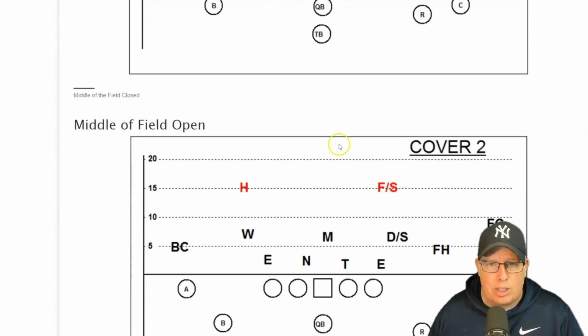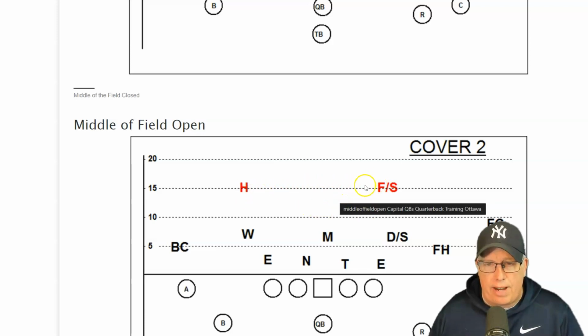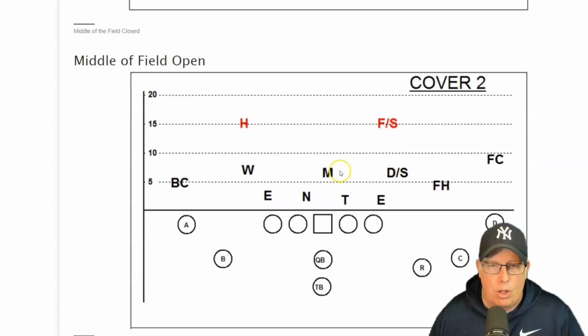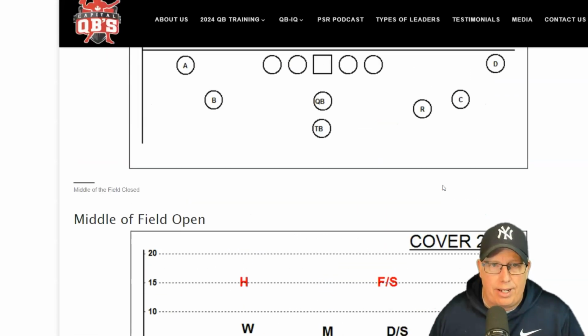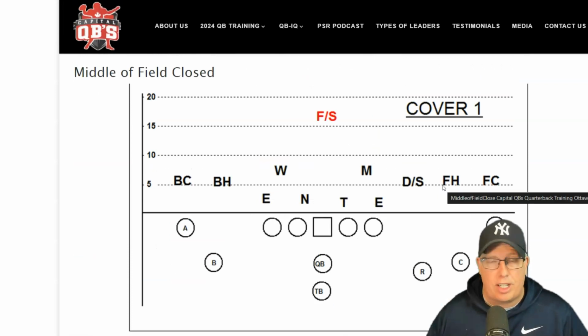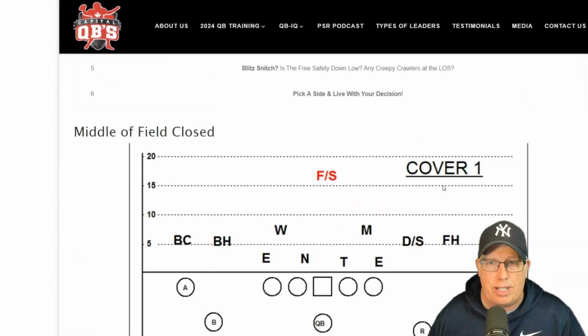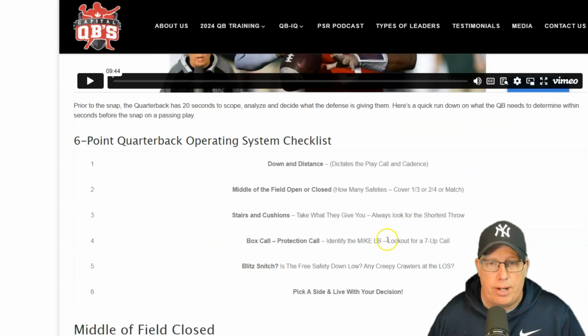If the middle of the field is open, that means there are 2 safeties, and the middle of the field is wide open right here. And if there are 2 free safeties, that means there's a weakness somewhere in the lower level, maybe the box or in the boundary or the field. This is why the first thing you got to do when you get to the line of scrimmage is note the down and distance, and see if the middle of the field is open or closed.